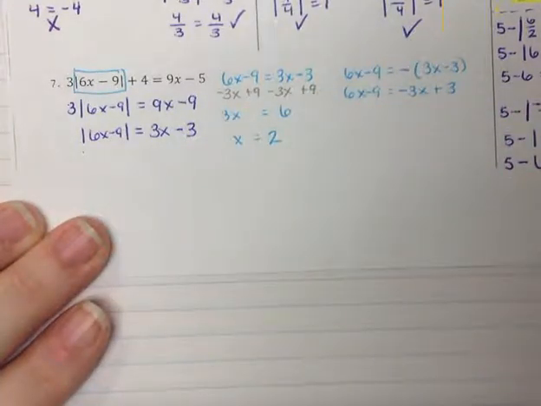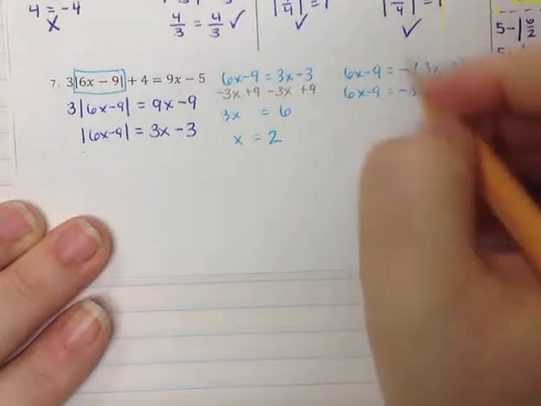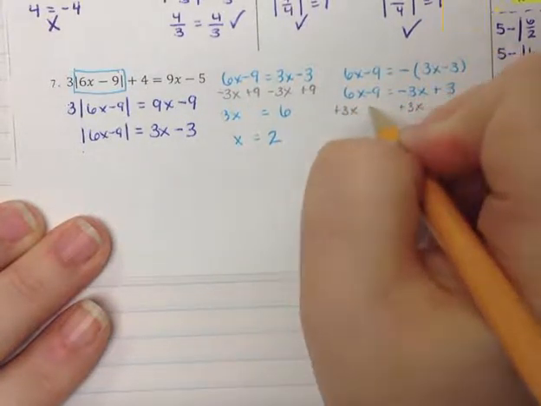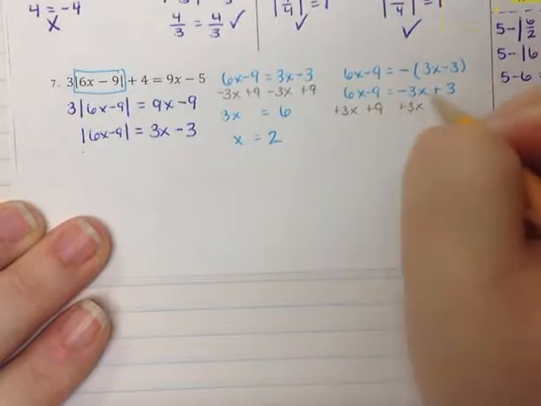I'm going to do the same thing over here. I'm actually going to add the 3x to both sides, and I will still add the 9 to both sides.